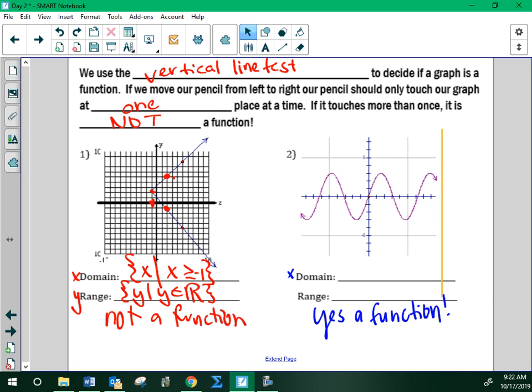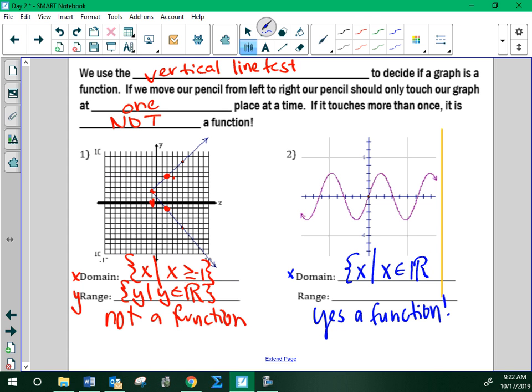So what's all the way to the left over here? Negative infinity. Good. And it keeps going and going. What's all the way over here? So if we have everything, what do we call that? The weird R. So x such that x belongs to the weird R. And this is, again, x belongs to the real number system. It's every number in the real number system.